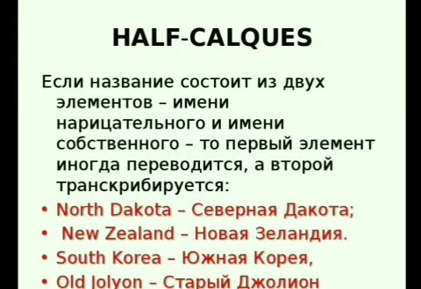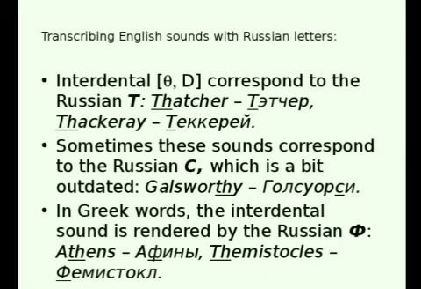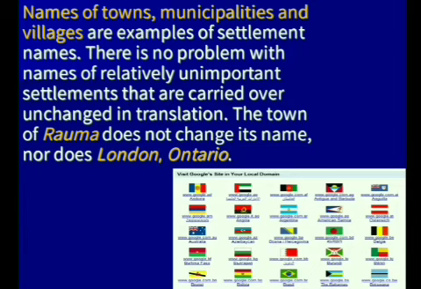They translate the first part or the second part of the word, and the other part is just transcribed. North Dakota, Северная Dakota. Only one part is translated into Russian. Sometimes transcribing English sounds with Russian letters, we can say the sound th sometimes corresponds to Russian T. Not Thatcher but Thatcher. Not Thackeray but Thackeray. Sometimes it corresponds to the Russian C, Galsworthy. Sometimes it gives the sound F, Athens, Athena.